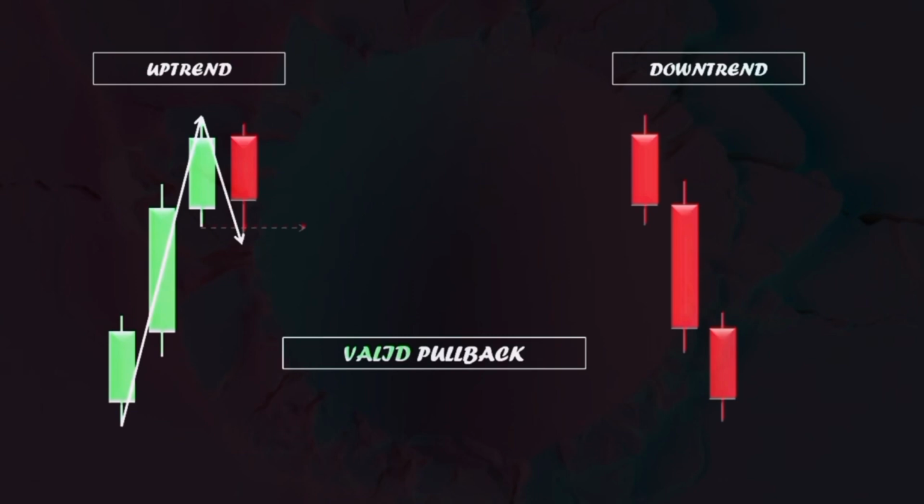Similarly, in a bearish scenario, a valid pullback occurs when a candle breaks above the highest point of the previous candles, sweeping liquidity in the process. To solidify our understanding of pullbacks, let's examine more examples. Consider a series of bullish candles as illustrated.